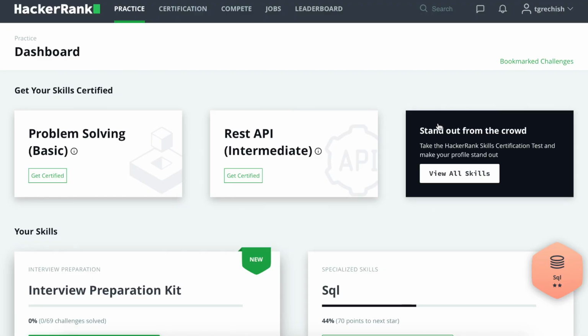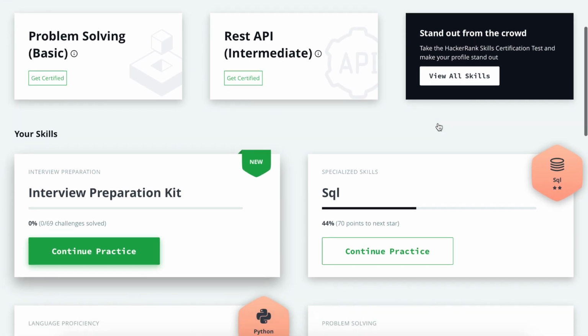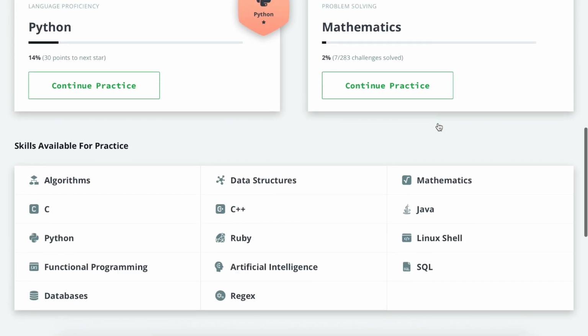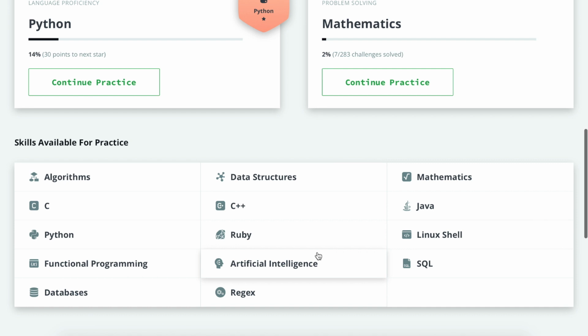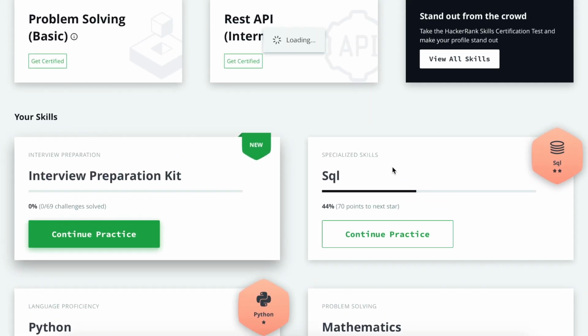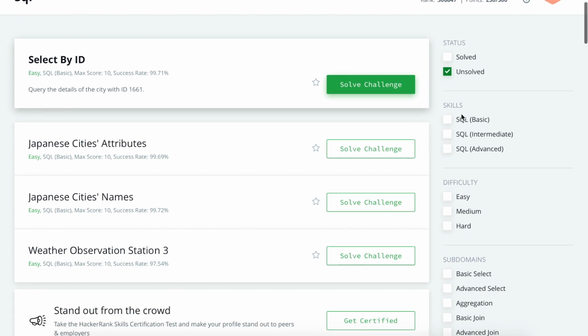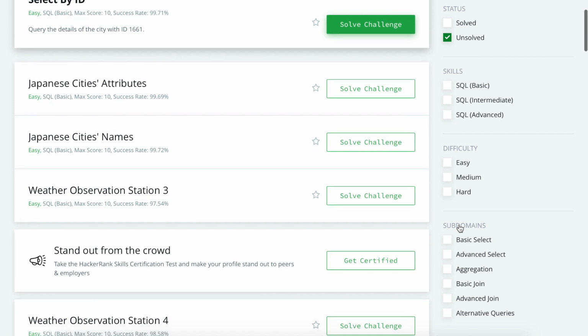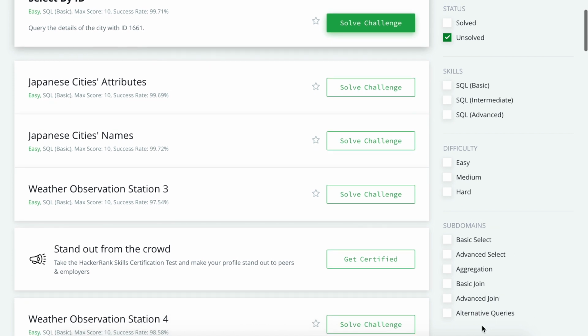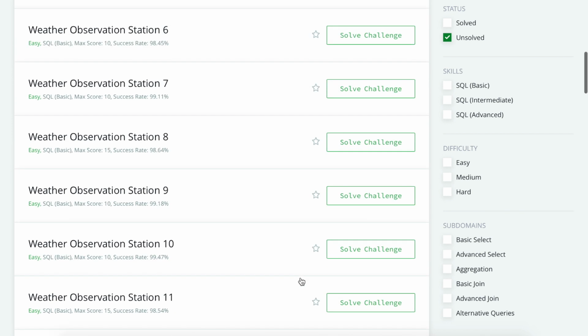Okay, so HackerRank has its own collection of exercises and there are different languages covered, and you can find exercises for SQL practice there. Just to give you an idea how this website is structured, I'm sharing my screen now and you can see that there are different skills: SQL Basic, SQL Intermediate, SQL Advanced. There are different levels of difficulty, easy, medium, hard, and there are a few subdomains that you can choose in order to practice a particular domain, for example, aggregation.